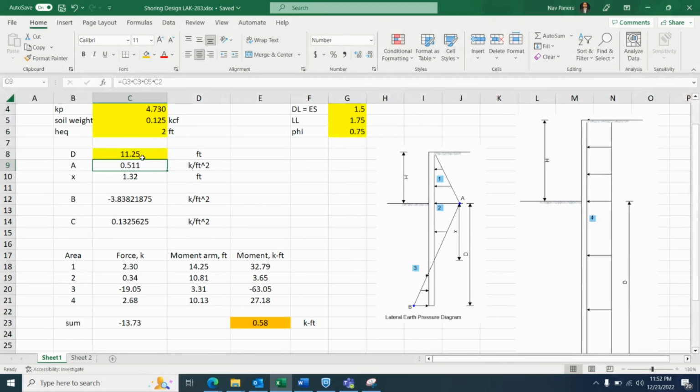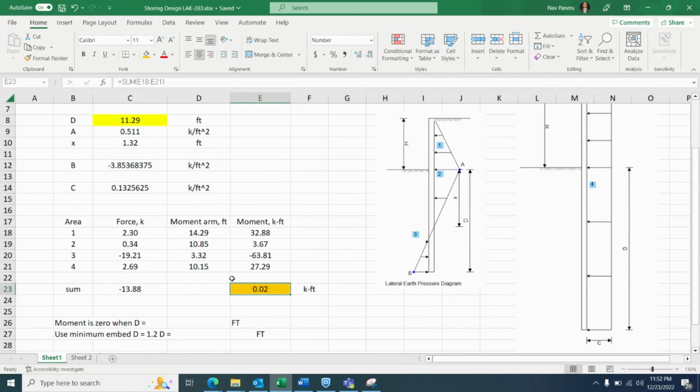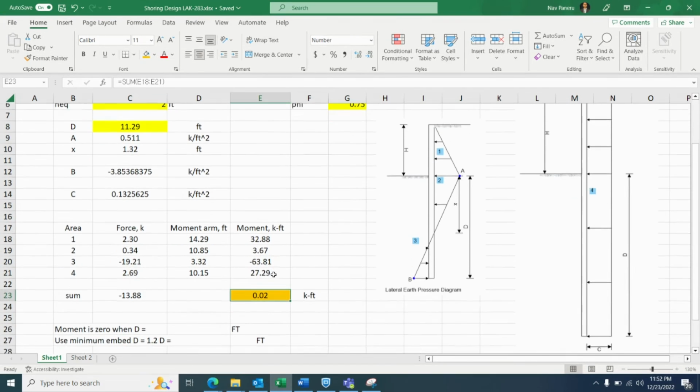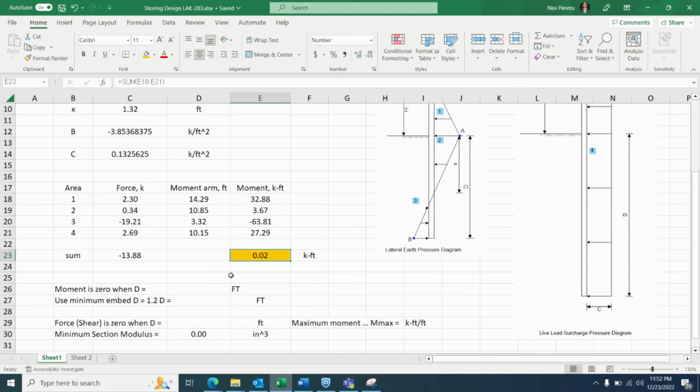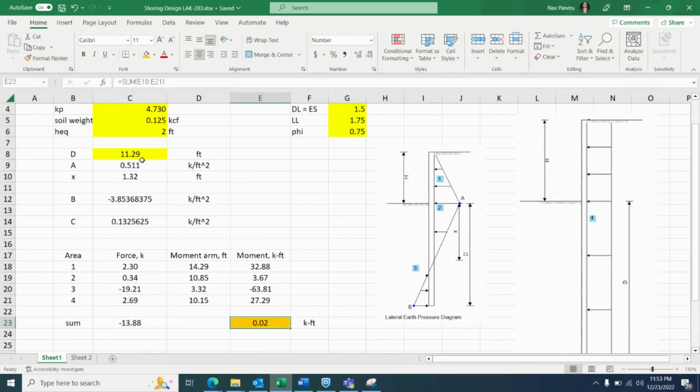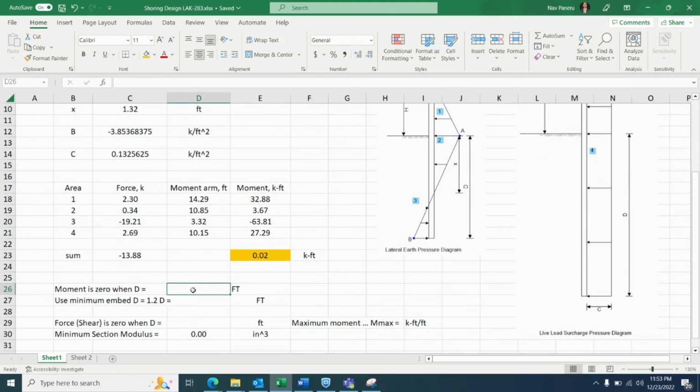Again 11.25. It's pretty close. 11.3. No, it's really close to it. Again, a little more. Yeah, that's pretty close. Okay, so 11.29. It's fine. I'll assume it at zero. So at a depth of 11.29 feet, the sum of the moment from all the forces is zero, which means the forces are balanced. So that's the depth I want for embedment. So moment is zero when d is 11.29, right?